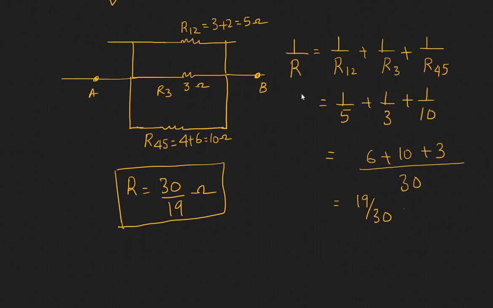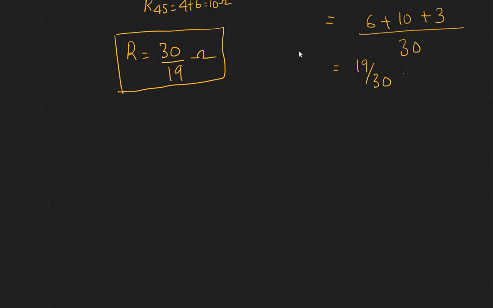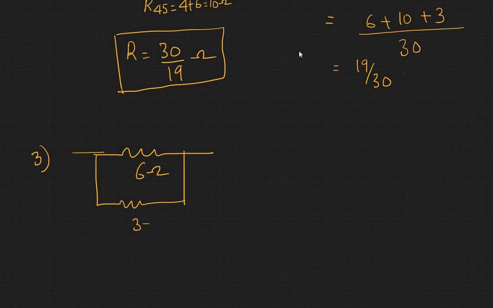Let's do one last problem. This is the third one. So you have a 6 ohm, and let's say you have a 3 ohm, and you have here 2 ohms. So find the net resistance between A and B. Pause the video here and try it yourself.